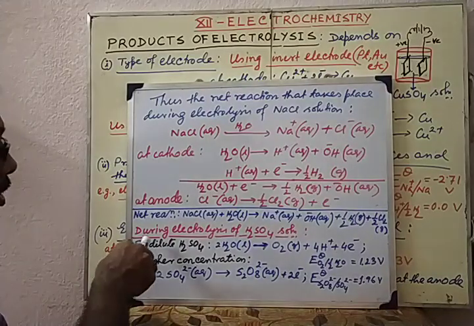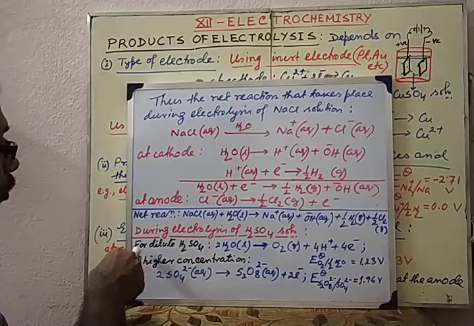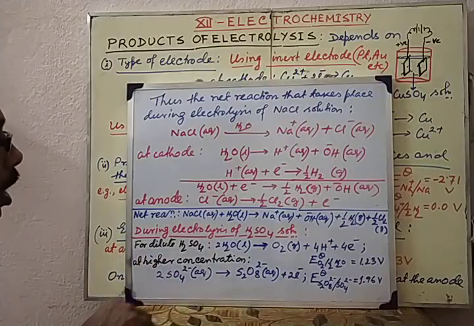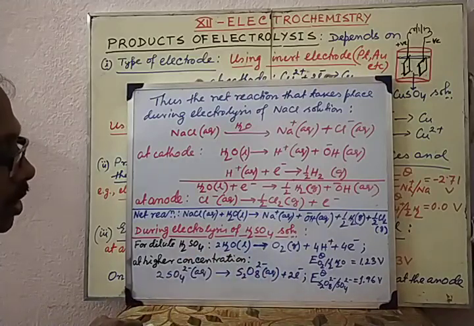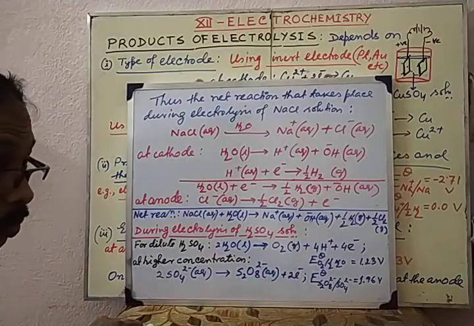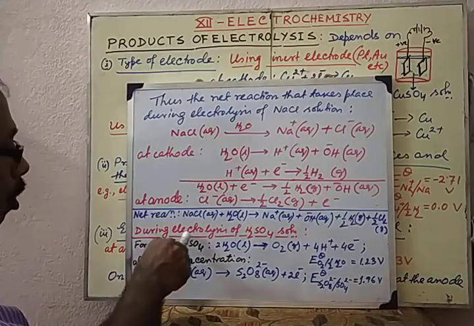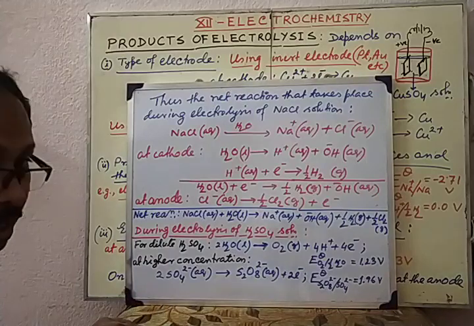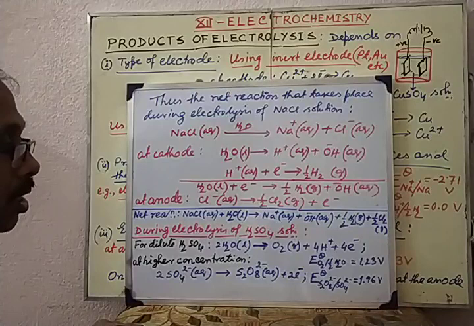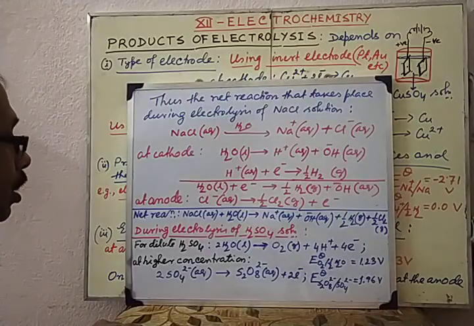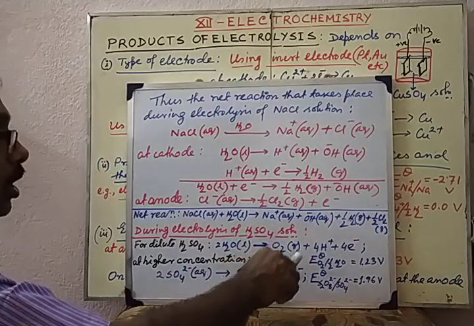Another case is the electrolysis of H2SO4 solution. It is found that when dilute H2SO4 is used, formation of oxygen takes place at the anode. Due to the ionization of water, OH minus ion is formed, and from sulfuric acid SO4 2 minus ion is formed. Out of these two anions, OH minus ion is preferentially discharged at the anode, and therefore oxygen is formed.